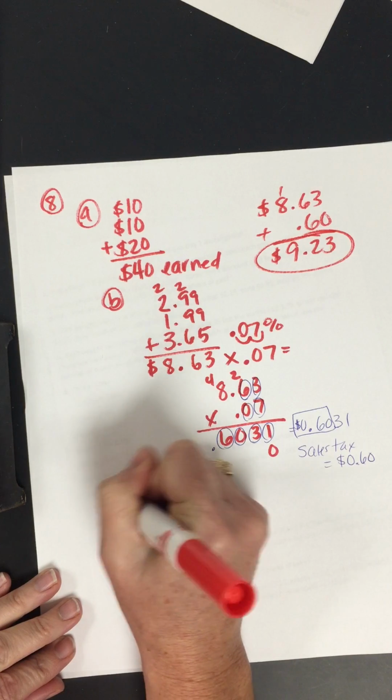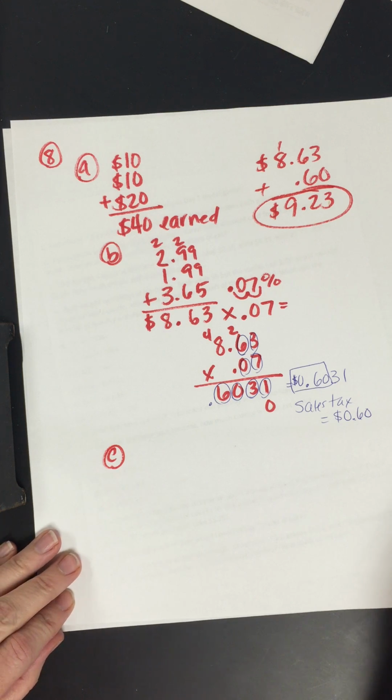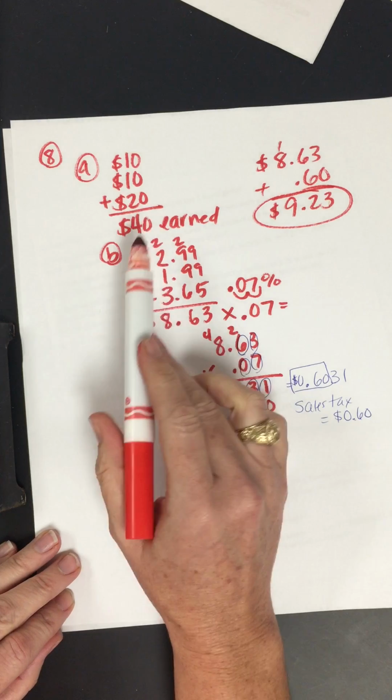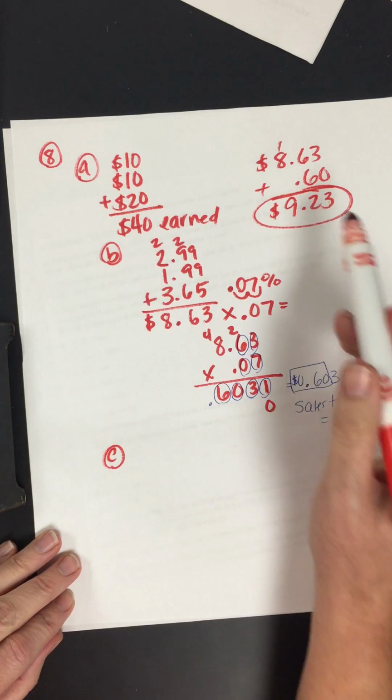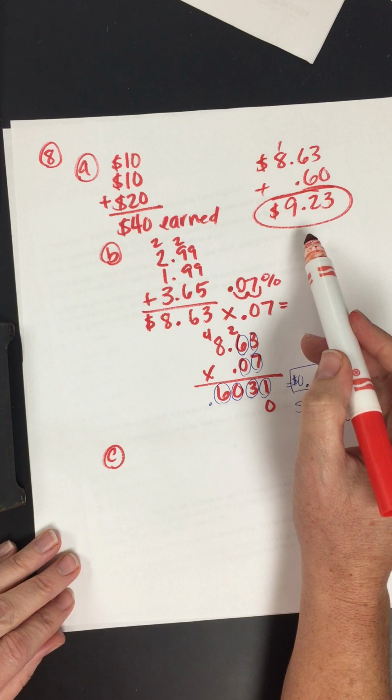C. Do I have enough money to go to the movie if the ticket costs $10 plus tax? All right, so it said that I had $40. I've only spent $9.23.